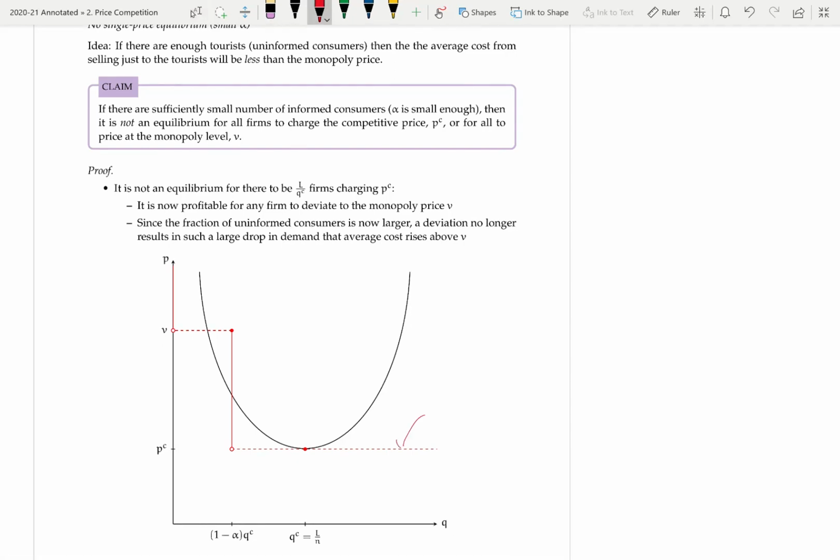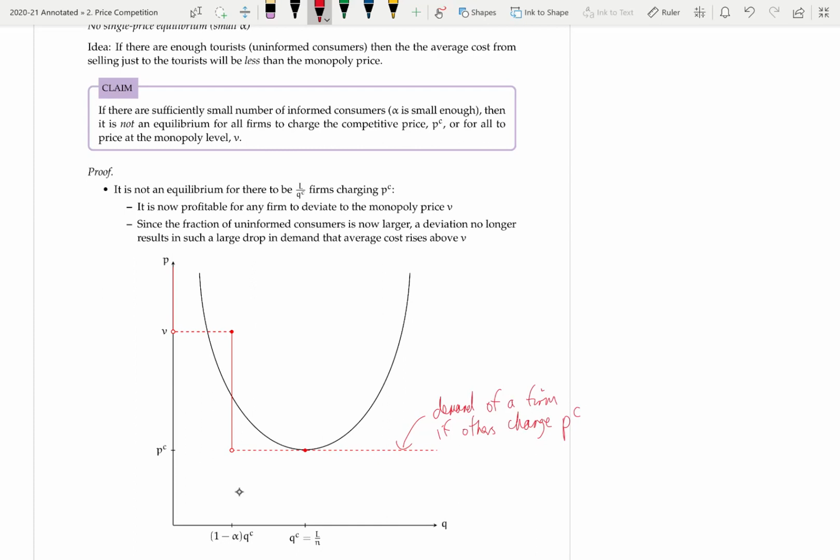Just as before, we've drawn the demand of a potentially deviating firm. So here we have the same picture as when alpha was equal to 1, except this line here has moved to the right. Alpha has got smaller. So when all the firms price at PC, they get an equal share of all the consumers, and the quantity here, QC, is what they produce. They're making a zero profit. If a firm deviates, then they get only the share of the uninformed, the tourists. And because alpha is now smaller than it was before, 1 minus alpha is larger, the share of tourists is larger than it was, this line is shifted to the right.